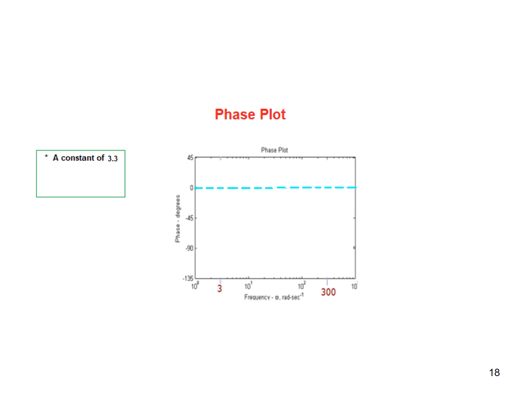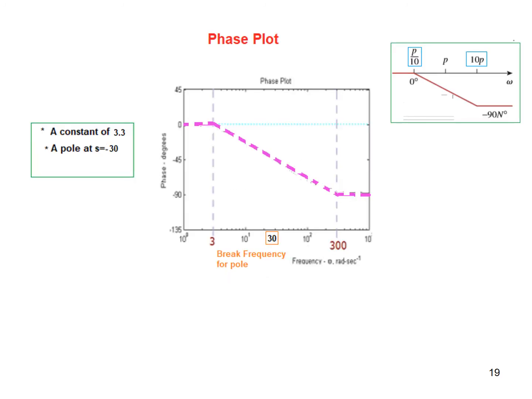Now we come to the phase plot. For the constant, there's no phase, so the phase angle is 0, so we draw a straight line. Now this scale is not dB, it's in angles. So 0, plus 45 degrees, minus 45, minus 90, etc. Keeping this in mind, our corner frequency was 30, so we go 10 times down. So 1/10 of 30 is 3. So up to 3, the angle will remain 0. But from 3, it will start sliding down towards minus 90.